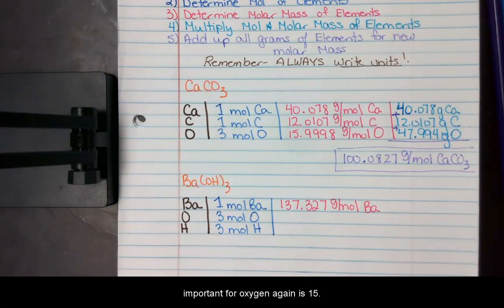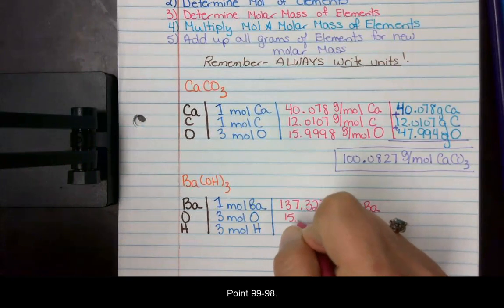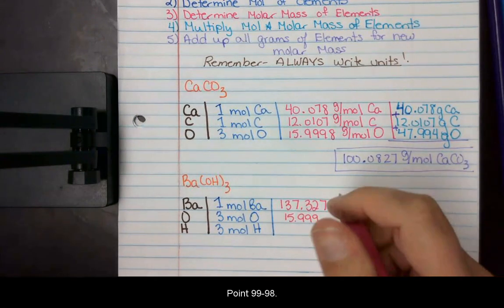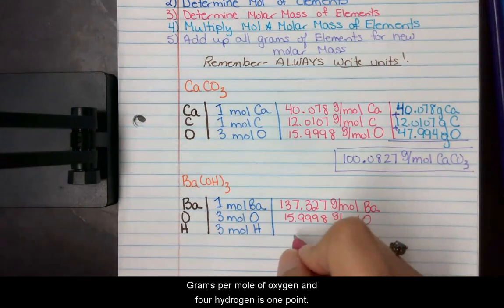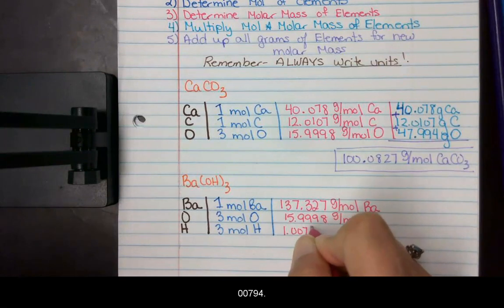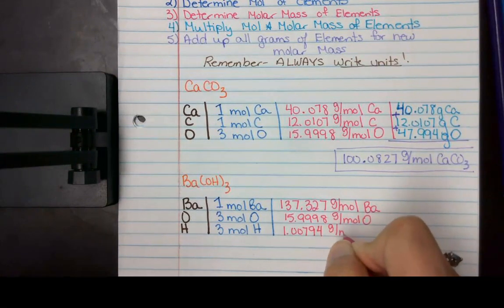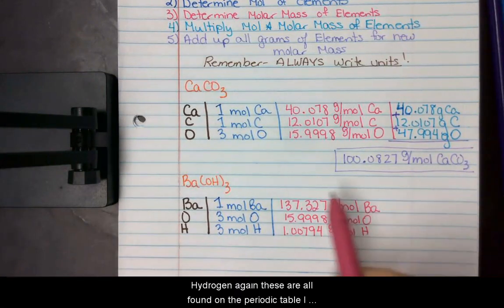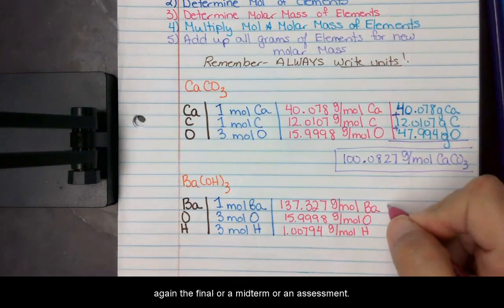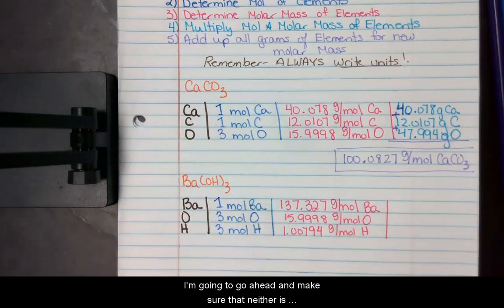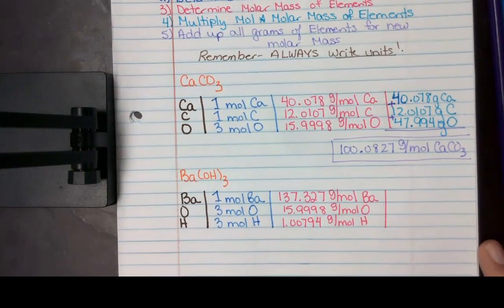And that's really important. For oxygen, again, it's 15.9998 grams per mole of oxygen. And for hydrogen it's 1.00794 grams per mole. Again, these are all found on the periodic table. I realize that there's differences in all the periodic tables, so for a final or a midterm or an assessment, I'm going to make sure that either it's standardized or you're given the exact molar mass to use, so you're not getting off by fractions of these items.